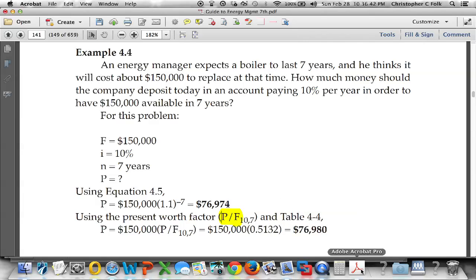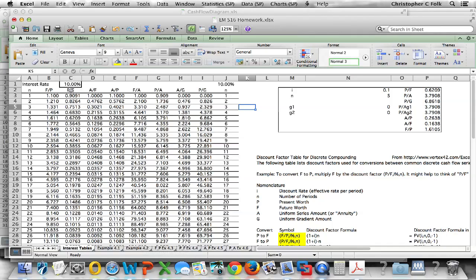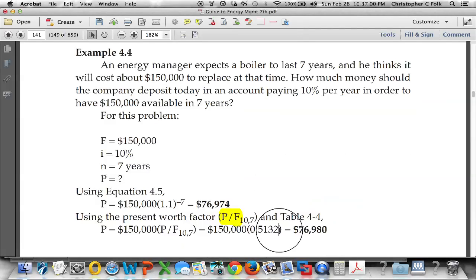Find P given F. So back to the spreadsheet. Here it is right here. This is the column, find P given F. And I come down to 7 years, and it tells me that multiplier is 0.5132. What did the textbook tell me? Sure enough, 0.5132. That's the same value that we had there.